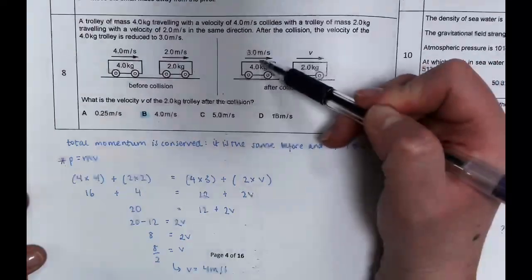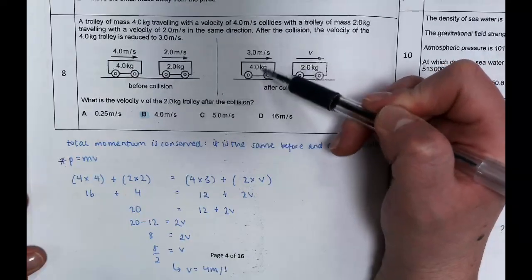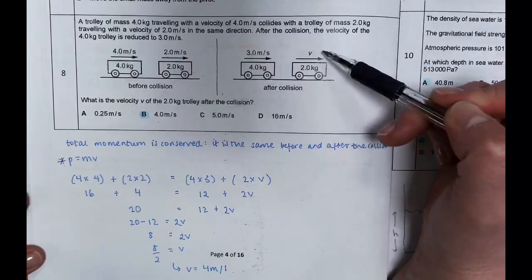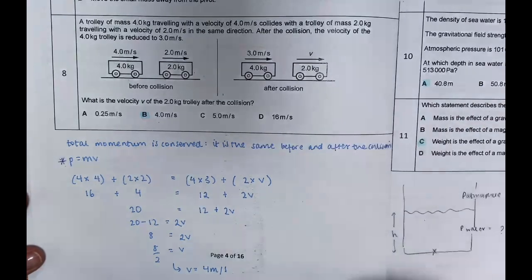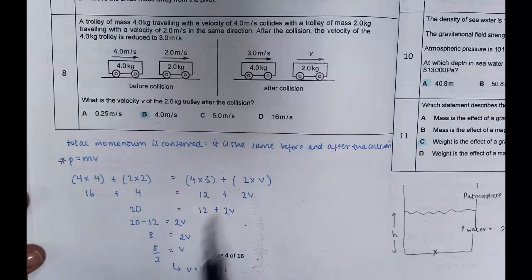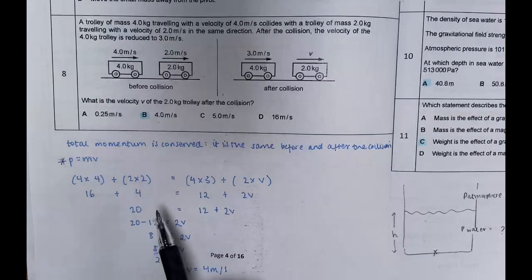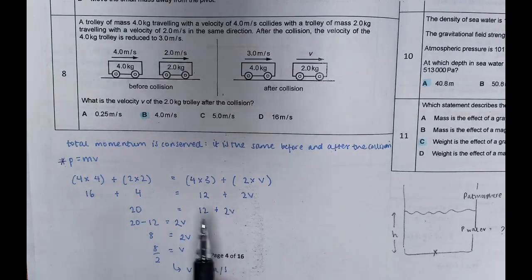Afterwards, we know we have momentum of this one, mass times velocity, 4 times 3, plus mass times velocity of this one, which we can write as 2 times v. So I've got 12 plus 2v. So I can say 20 is equal to 12 plus 2v. If I minus 12 from both sides, I get 20 minus 12 is 2v, is 8. To get v by itself, I have to divide both sides of the equation by 2, and therefore 8 over 2 is v, is 4 meters per second.